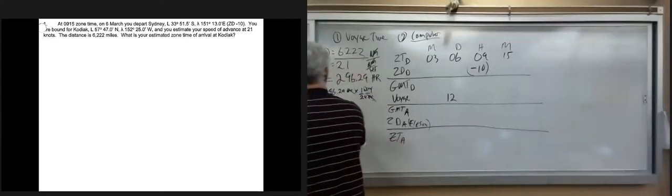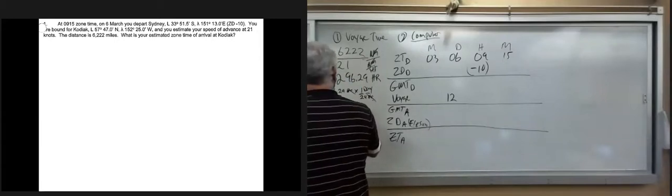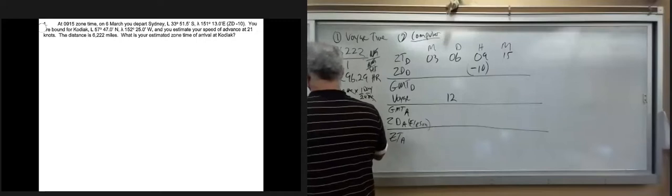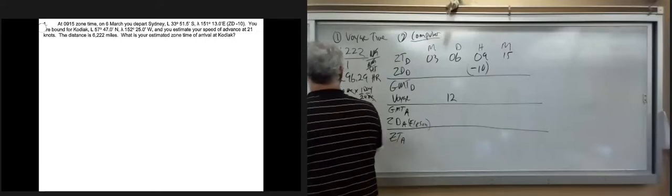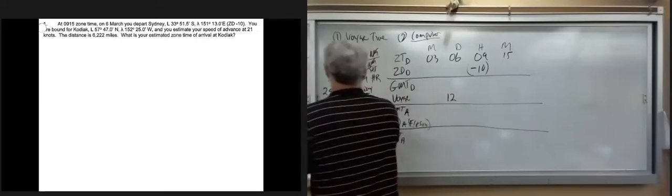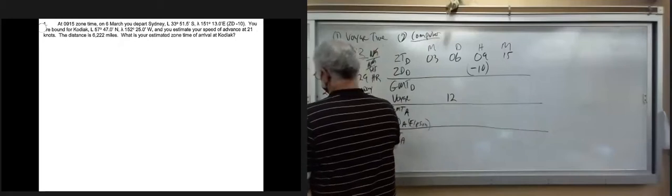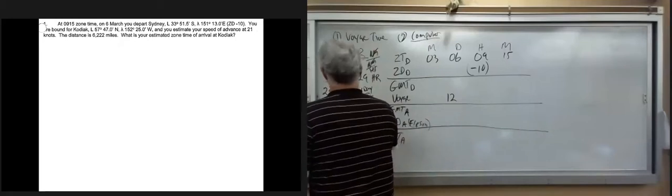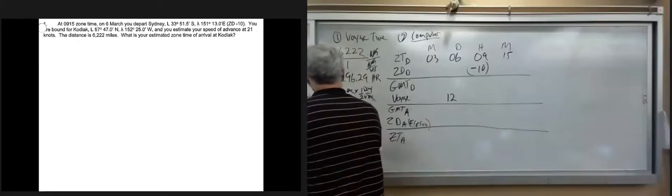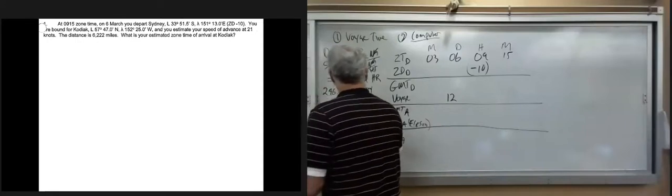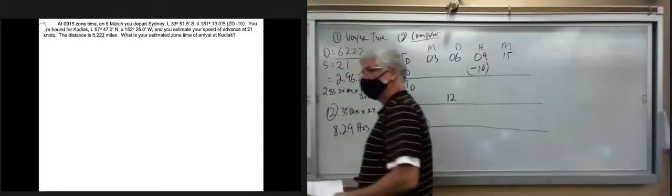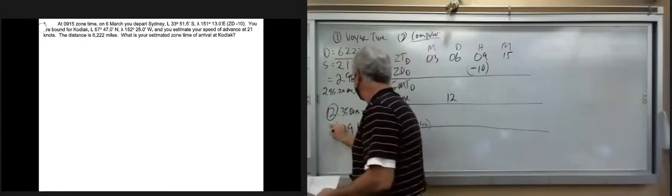Okay, 12.35 days. Then the 12 comes out, and we're going to times this by 24. So that gives us 8.29. Okay, that's hours. There we go, now we're back on track. 8.29 hours. So the 8 goes here.